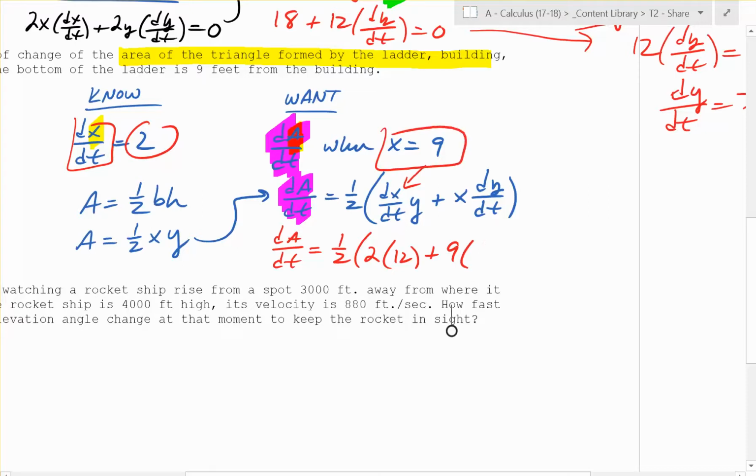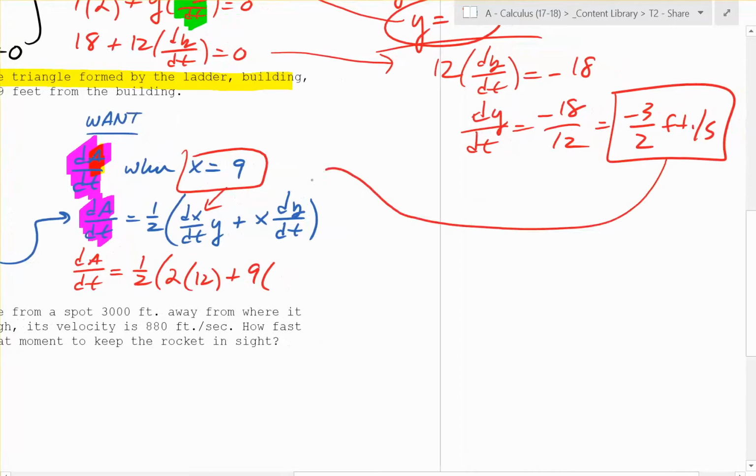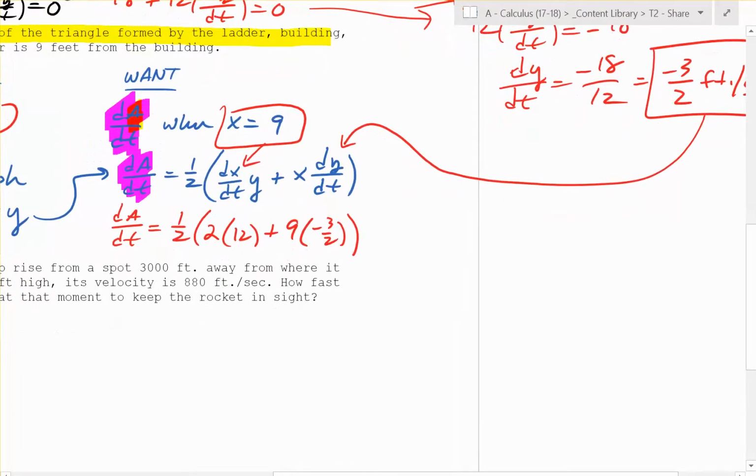And we need to know dy/dt. Well, we know what dy/dt is. It's negative 3 over 2 right here. We figured that out, negative 3 over 2. So we actually have everything we need in the equation. Now we solve for dA/dt.